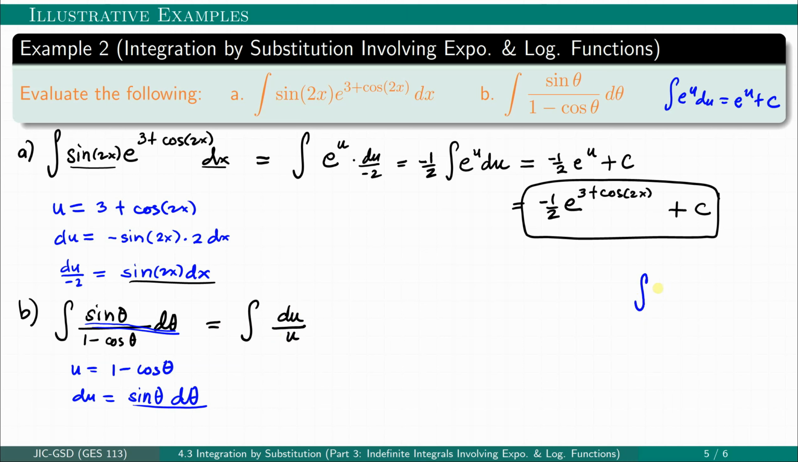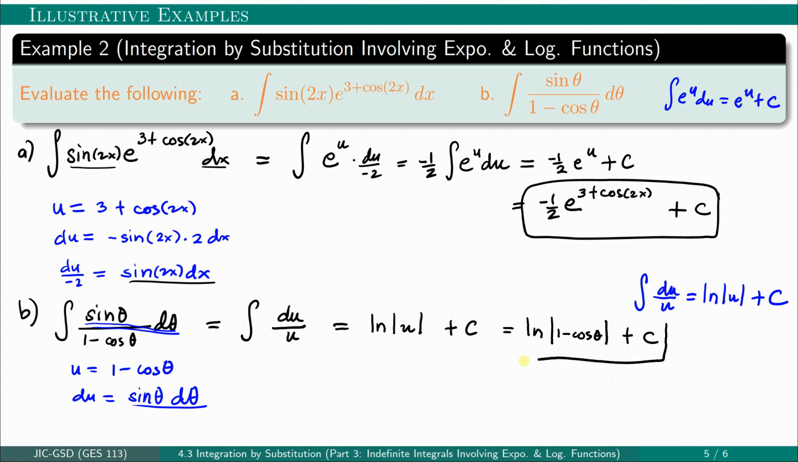Recall the rule that says integral of du over u is equal to ln of the absolute value of u plus c. So in our case, we will have ln of u plus c. Finally, we will have ln of absolute value of u, where u is 1 minus cosine theta, and then we copy the c.